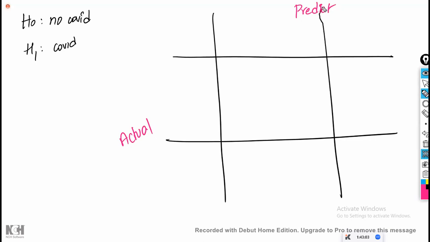I'm writing it opposite. Right? Don't confuse, and don't try to remember that this particular cell is type 1 and this is type 2. Don't fix like that. Now you'll understand easily which one is type 1 and which is type 2. One side you write actual, one side you write predict. Second, you write with respect to H0. What is H0? No COVID, the person is not having COVID. H1, the person is having COVID. This side also, you write with respect to H0, no COVID, and H1 is COVID. Up to here, it is okay.